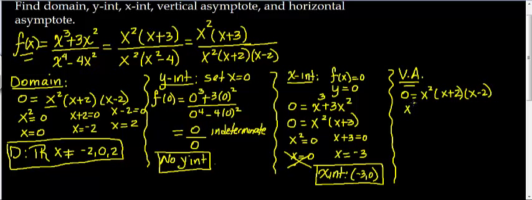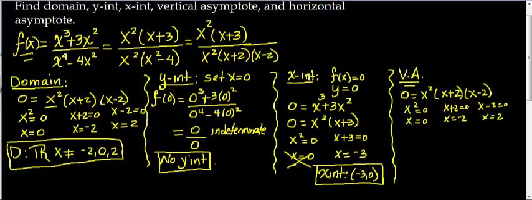So x squared is equal to 0. That means x equals 0. X plus 2 is equal to 0. X equals -2. And x minus 2 is equal to 0. X equals 2. Okay, these are possible vertical asymptotes. Now let's check. I take the first one, x equal to 0. I already know x equal to 0 is not part of the domain. I know x equal to 0 is going to make my function undefined. That's why it might be a vertical asymptote, okay?